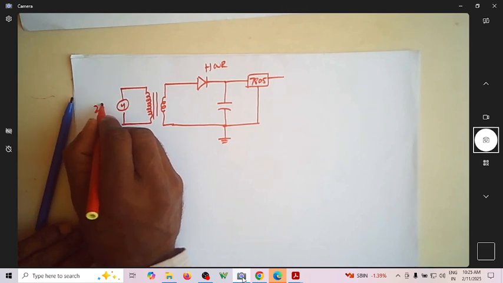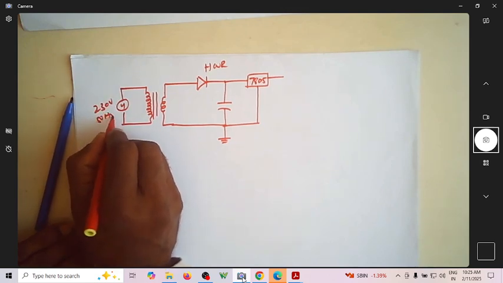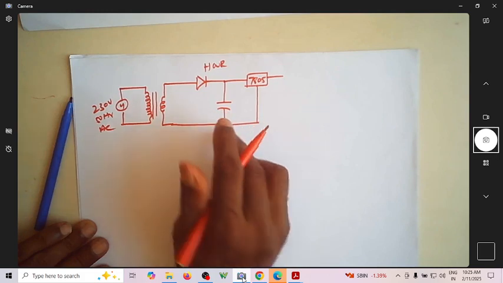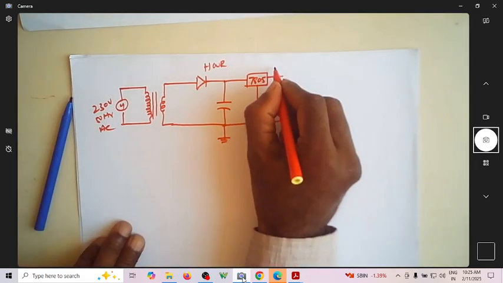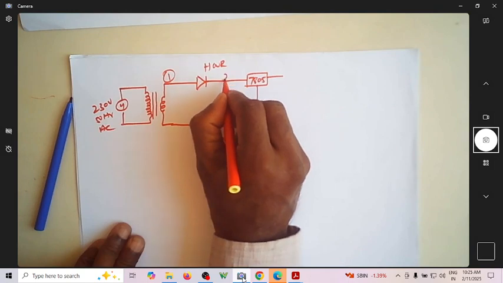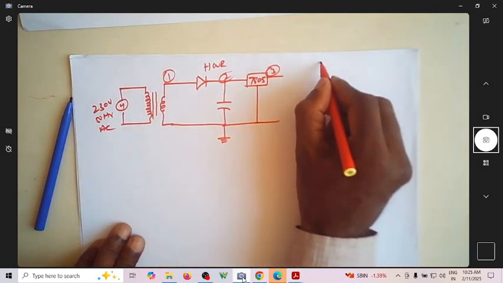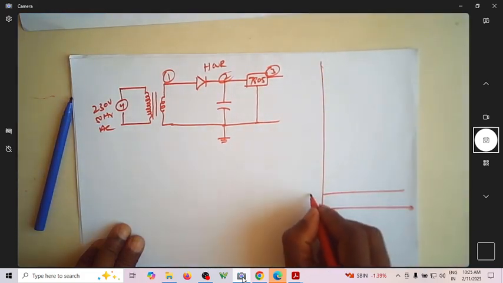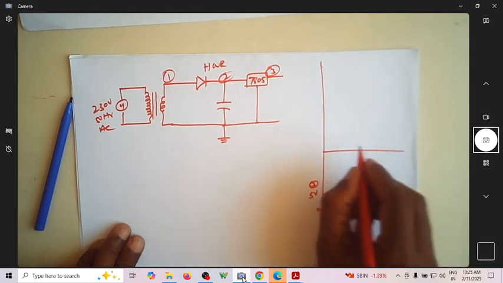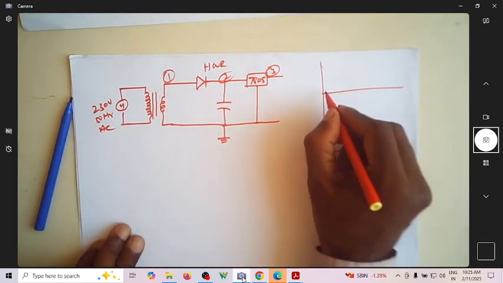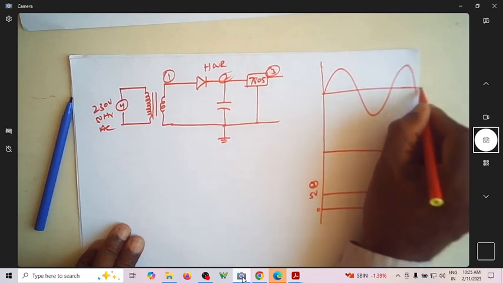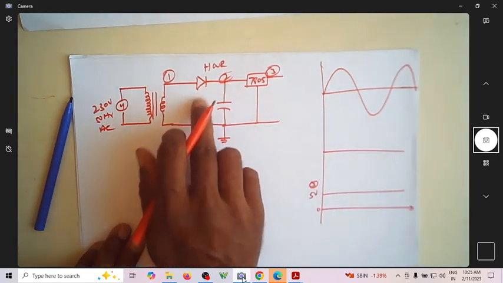So now it is a 230 volt 50 hertz AC signal. We are supposed to design the rating of this capacitance value and all those things. So let me write the waveforms at different positions 1, 2 and 3. At 3 we know we should have a constant DC voltage of 5 volt. At 1 we have the input sine wave, and at this point it's a filtered waveform.